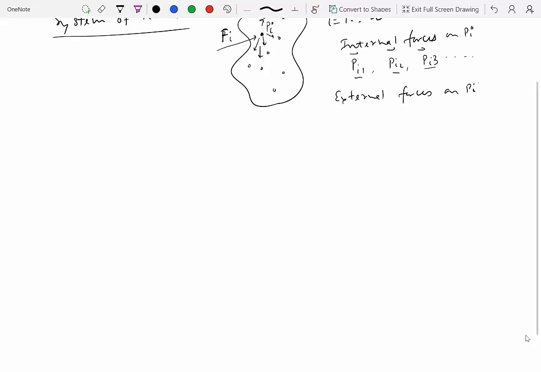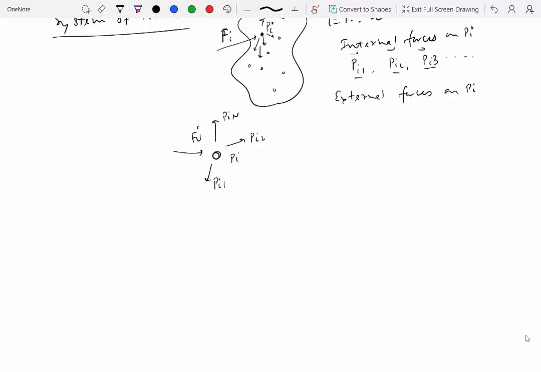So if you draw the free body diagram of Pi, and I'm going to draw this separately now. So this is Pi. You have Pi1, you have Pi2. These are all internal forces from n particles. In this case, it will be n minus 1, leaving itself out. And then you have force Fi, which is your external force.